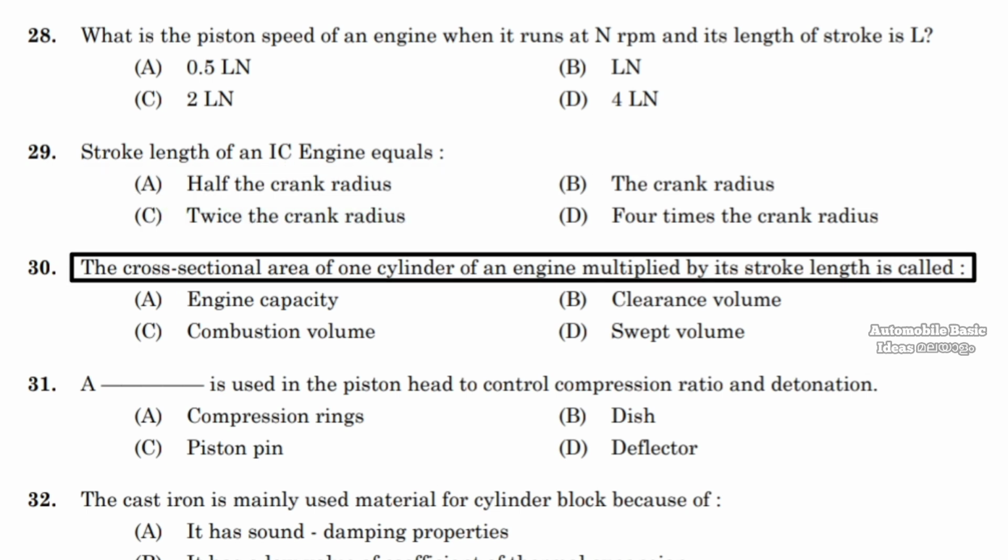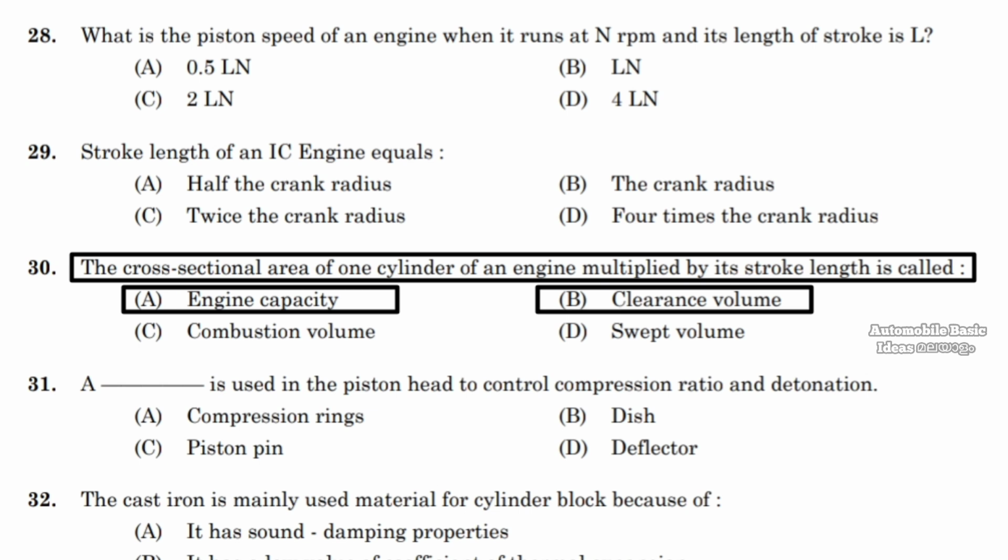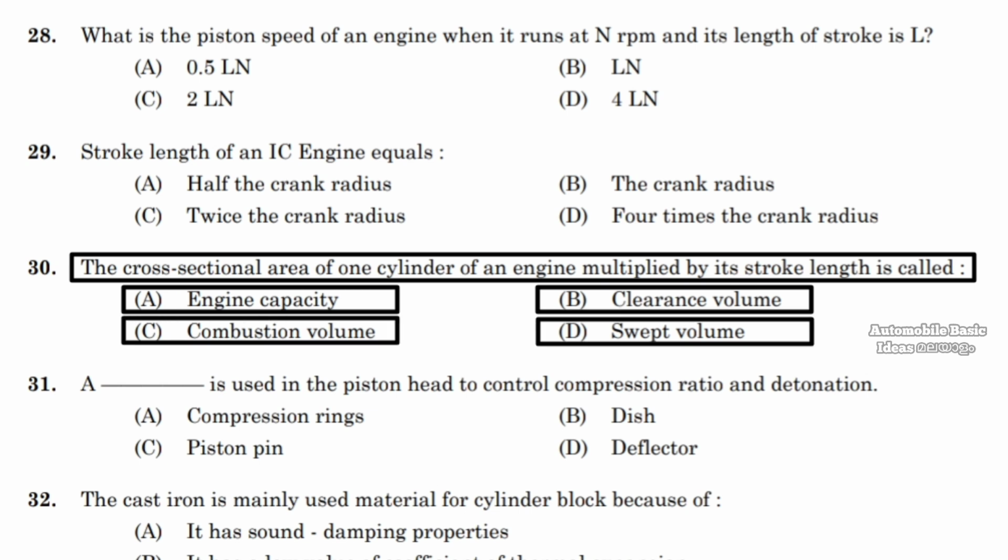30. The cross-sectional area of one cylinder of an engine multiplied by its stroke length is called A. Engine capacity, B. Clearance volume, C. Combustion volume, D. Swept volume. Answer D. Swept volume.